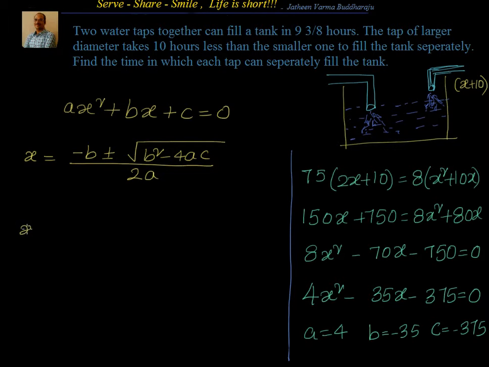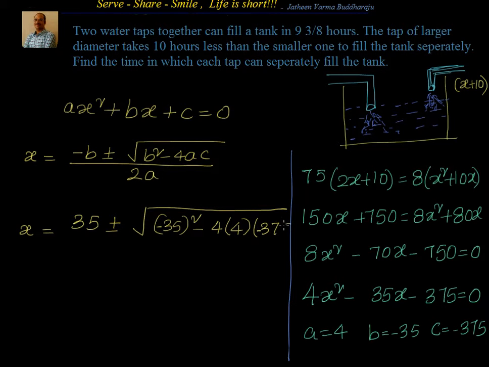So let's substitute that. x equals minus b, that is minus of minus 35, that's nothing but 35, plus or minus the square root of b square. b square is minus 35 whole square, minus 4 into a, which is 4, multiplied with c. c is nothing but minus 375, divided by 2 into a. 2 into a is nothing but 8.